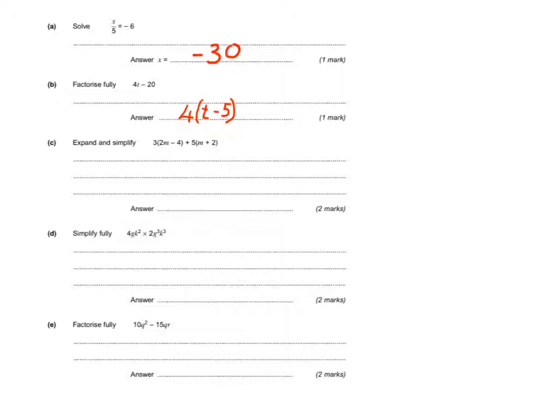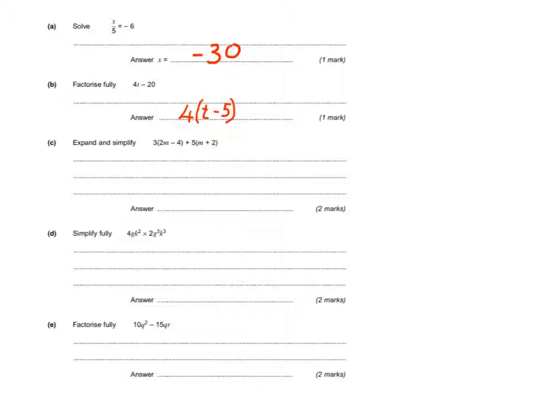And then we need to think, what do I need to multiply by to get the thing we started with? So for example, what do I need to multiply 4 by to get the 4t? Well, I need to multiply it by t, so t goes in the brackets. And then what do I need to multiply the 4 by to get the minus 20? And I need to multiply it by minus 5, so minus 5 goes in the brackets. So 4t minus 20 factorized is 4 brackets t minus 5. And you can check that works by multiplying the brackets out again and seeing that you get back to what you started with.